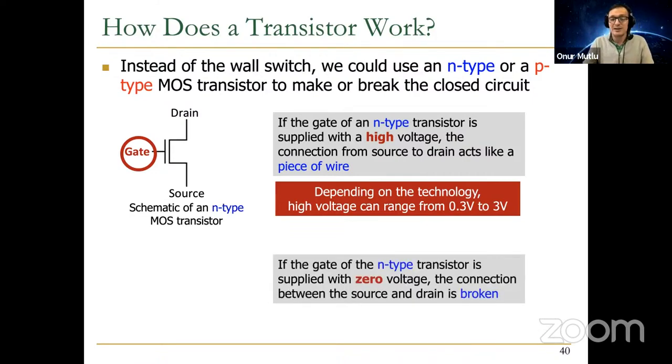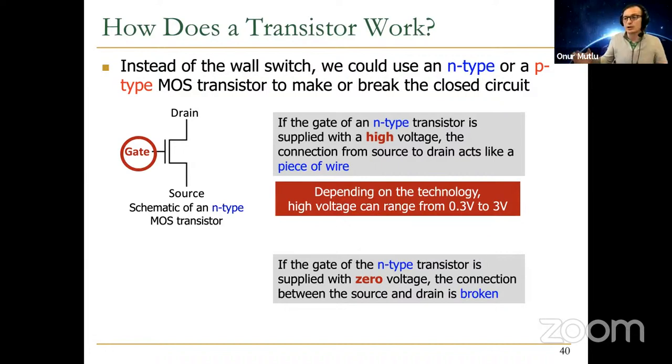Now, as I already said, if the gate of the N-type transistor is supplied with zero voltage, then the connection between the source and drain is broken. As a result, this doesn't conduct. So that's what we're going to use as an abstraction. There is a high voltage, there's a low voltage. Once you apply high voltage, this becomes a closed circuit, it conducts. Once you apply zero voltage, it becomes an open circuit and it doesn't conduct. And now this is our digital logic abstraction of how a transistor works.